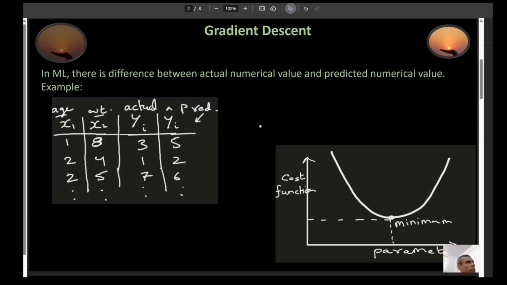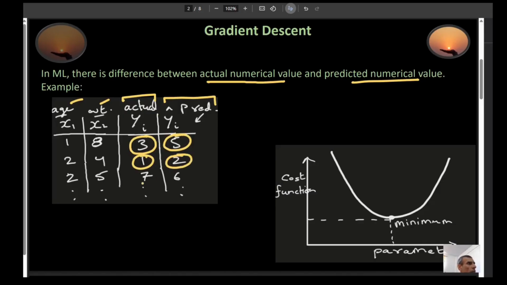Now, in a machine learning model, there will always be some difference between your actual numerical value and your predicted numerical value. For example, let's say you create a machine learning model that takes the age and weight as an input and makes a prediction. So this is my prediction, and let's say the actual values are these. You can see that the actual value for this data is 3 and the predicted value is 5. The actual value is 1 and the predicted value from the machine learning model is 2. Likewise, 7 is your actual and your predicted is 6 right here. So you can see that there is some difference between your actual and predicted value.